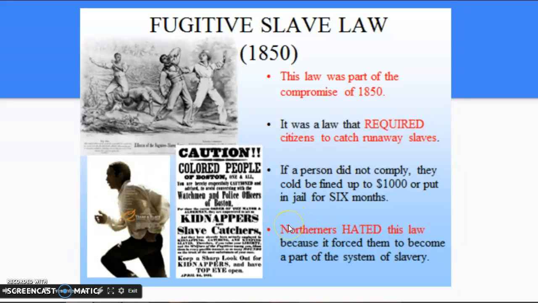And Northerners in particular, for the most part, hated this law because this now makes them part of the slavery system. It's legally requiring people in the North, where at this time there was not slavery, to still participate in helping return an enslaved person back to the person who owns them in the South.